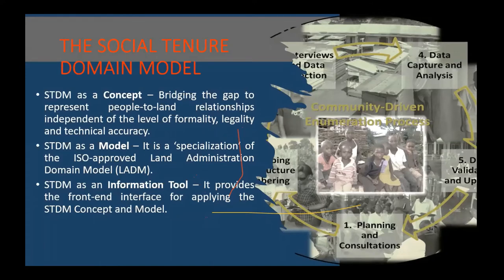What that means is you can flexibly use STDM to context, but again, be able to support the agenda of land administration, because then it's being based on the global standard of LADM. And the other aspect of STDM as an information tool is that it provides you that interface for interrogating the data that you collect with the people to be able to respond to certain issues, even diagnose some of the challenges that the community may not be perceiving per se, but the data can answer some of those questions the community may have.